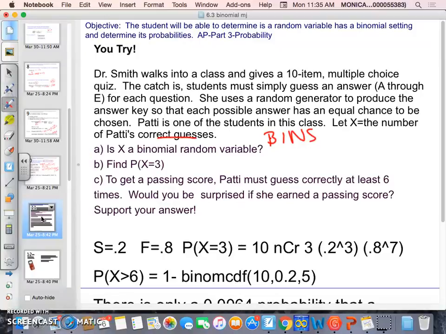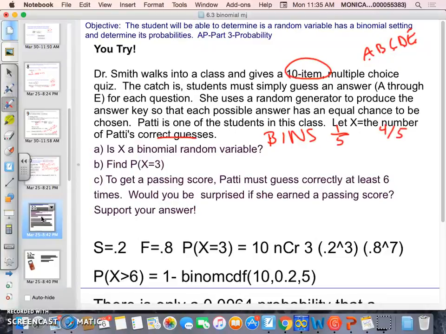And then it says, what's the probability, the number of trials? Well, it's a 10-item test, and she's going to choose A through E. So the probability of success is 1 out of 5, because A, B, C, D, E, that's 1, 2, 3, 4, 5. And the probability of failure is going to be 4 out of 5.